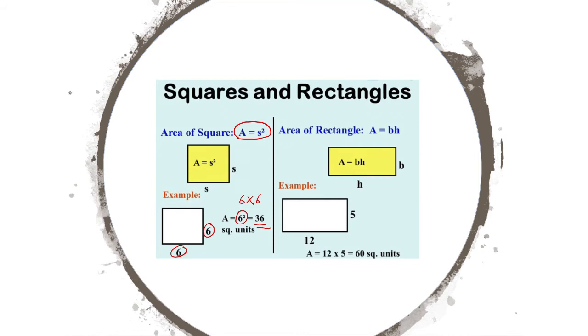So we know that our formula to find the area of a rectangle equals b times h, right? Base times height. In this example, our base is 12, and our height is 5, or you can say width also. So you have to multiply 12 and 5. 12 times 5 is 60. So that's how you find the area of a rectangle and the area of a square, right?